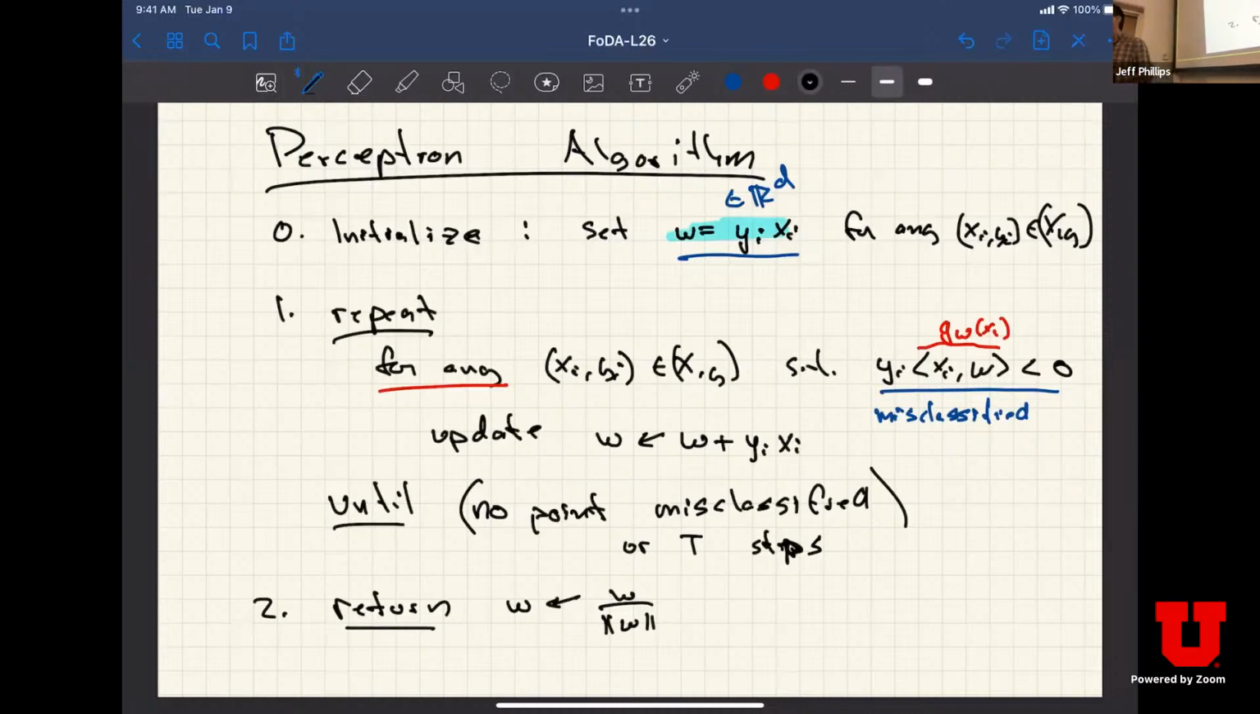Just wanted to ask, when you say for any point, is that synonymous with going through a bunch of points and taking the first one that meets the requirement? That's typically how you would implement it. So it doesn't need to be random? It does not need to be random. In fact, it's not. There's nothing in the analysis that is random at this point.